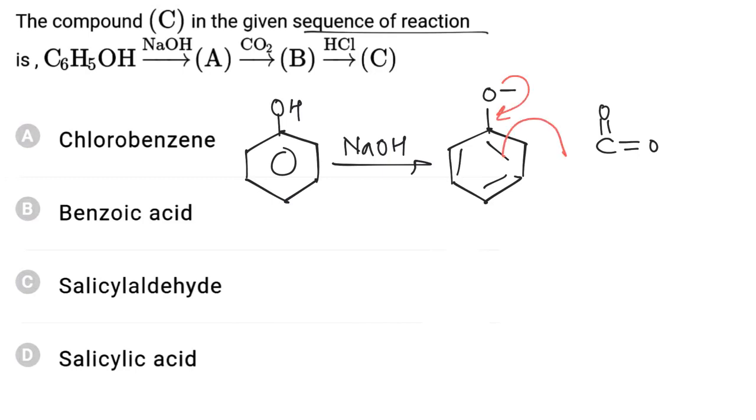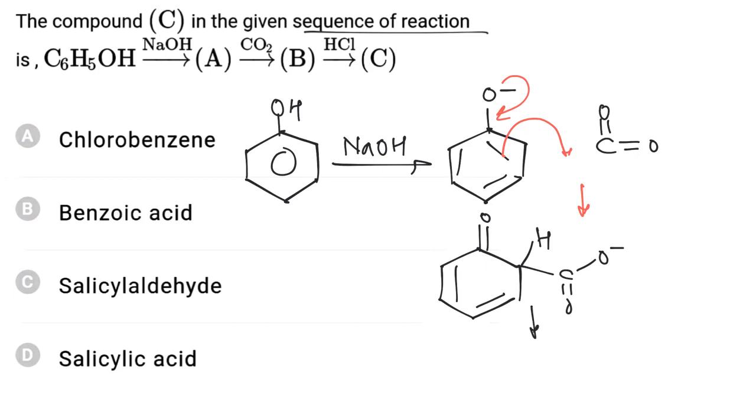So the nucleophile donates a pair of electrons, and after donating the pair of electrons it will be converted to carboxylate anion. Now tautomerism takes place, and after tautomerism it will be converted to salicylic acid, and hence the correct answer is D. Salicylic acid is formed as the final product of the reaction.